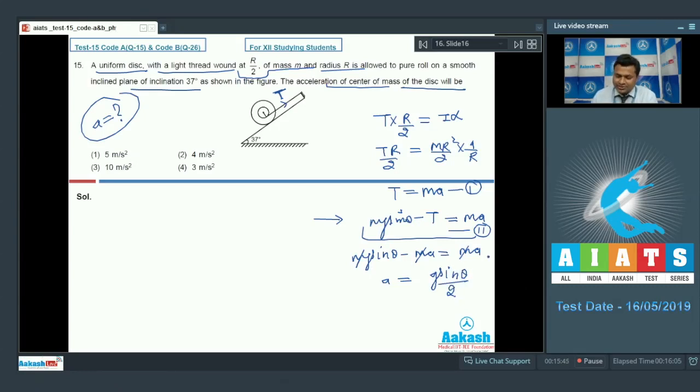g is known to us, theta is 37 degree. Solving it, we will have the value of acceleration as 3 meter per second square. So option number 4 is absolutely correct. We will go with option number 4. Now move on to the next, that is 16 number.